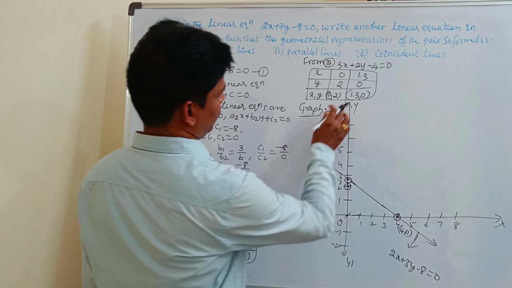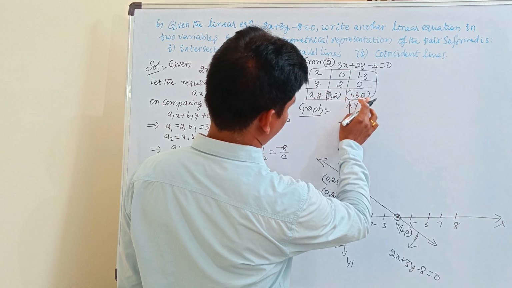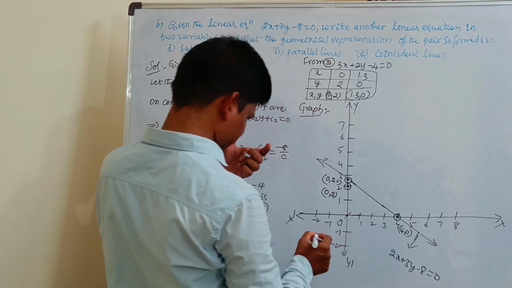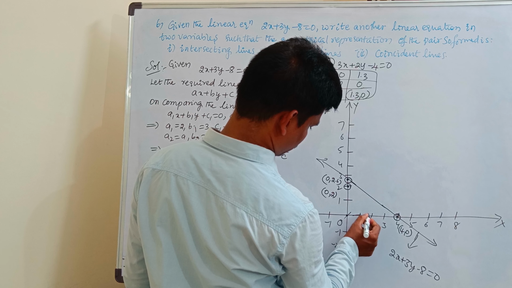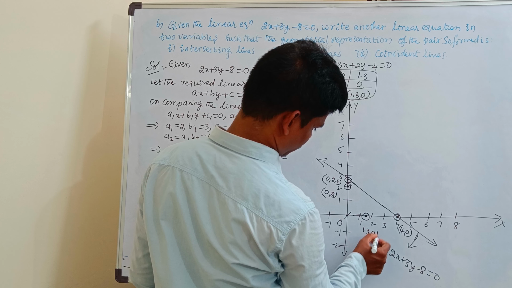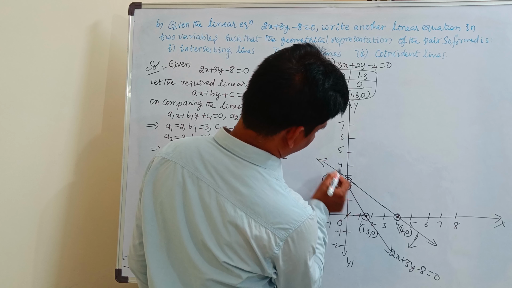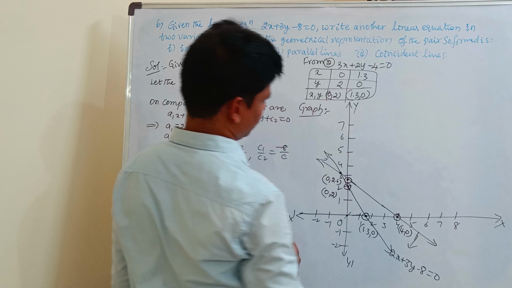Next minus 1 comma 3. So 1 comma 1.3 comma 0. See here, this is the 1.3. 1.3 comma 0. So join these two and extend this line. So this is the intersecting point.